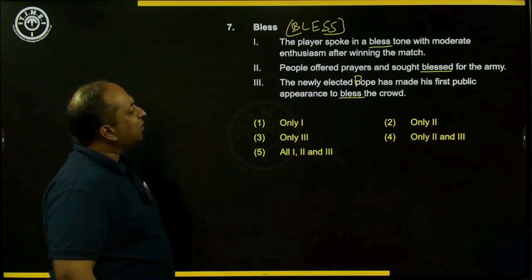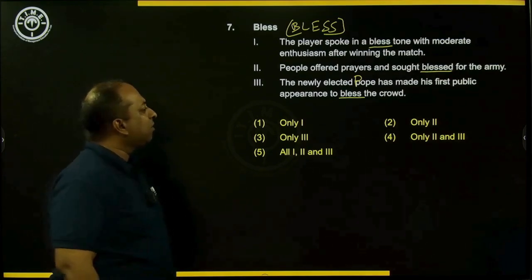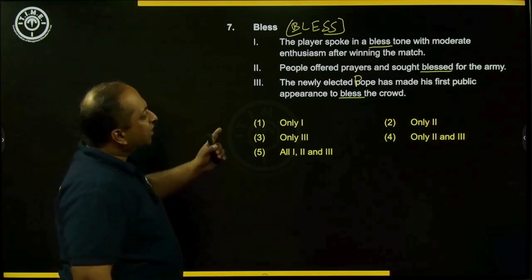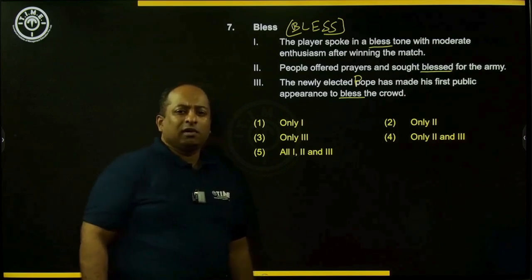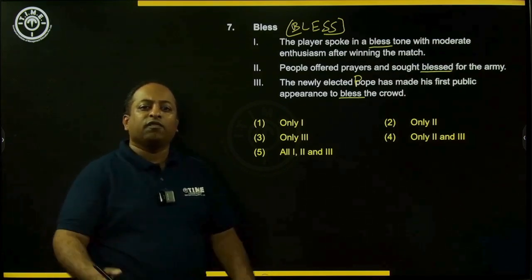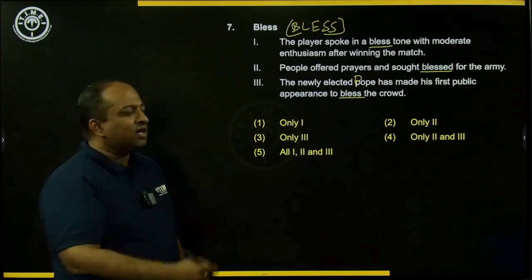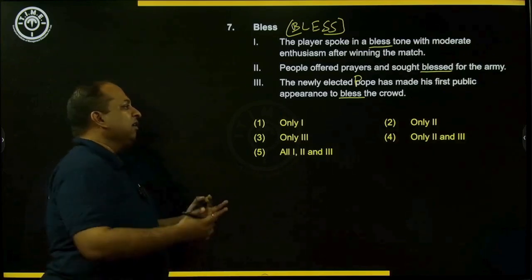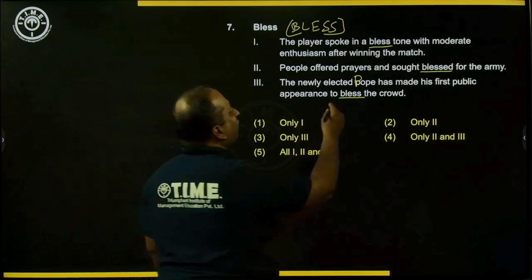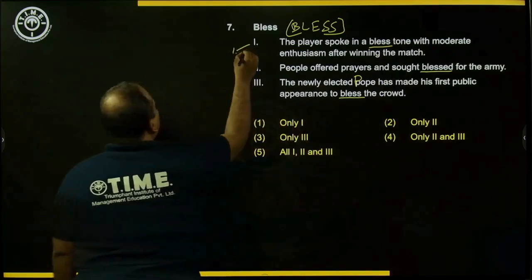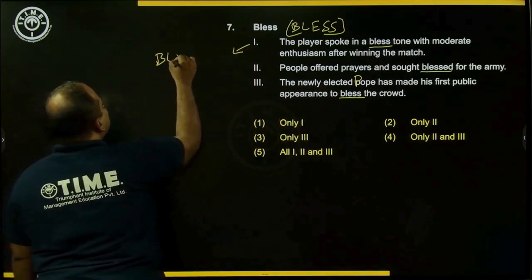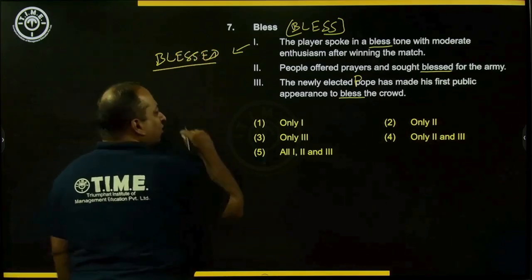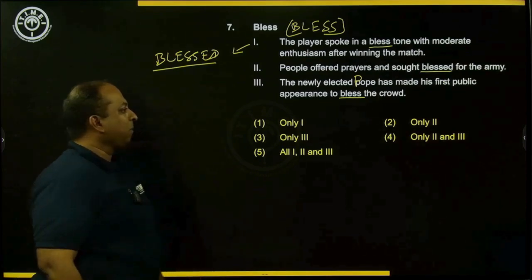The player spoke in a blessed tone with moderate enthusiasm after winning the match. Here you need the adjective form of the word bless, because you are talking about what kind of tone it was. Tone being a noun here, you need an adjective form, but the word bless here is in a verb form. So you need the adjective form, and the adjective form which will be suitable for this particular sentence is blessed tone, right? So blessed tone is the one which is more suitable here.